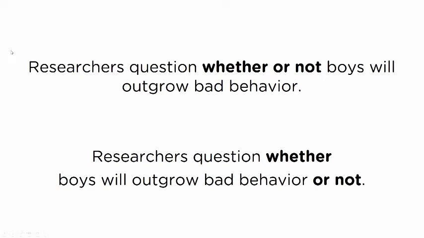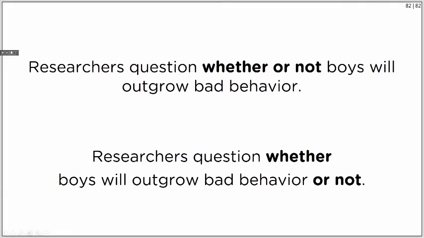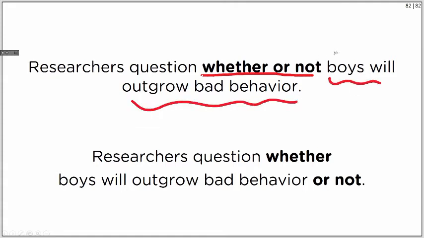Researchers question whether or not boys will outgrow bad behavior. So here's my structure, whether or not, and then I've got my verb phrase, which is boys, subject, will outgrow is my verb, and bad behavior is my object. So I can use the alternative structure. Researchers question whether boys will outgrow bad behavior or not. All right, so I can split up whether or not and insert my verb phrase in the middle. Either of these structures would be correct.